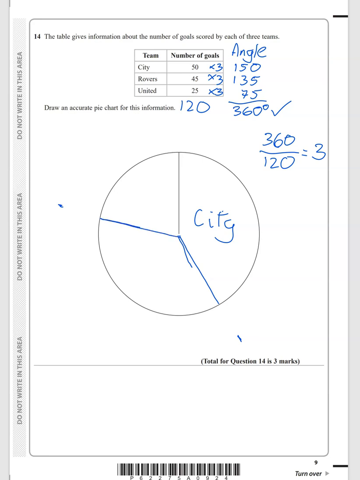Okay. And so that is rovers. And then a quick final check to make sure that that is united at 75 degrees. Okay, we've got our 3 marks. So we've got probably a mark for working out the angles and then drawing it nice and accurately.